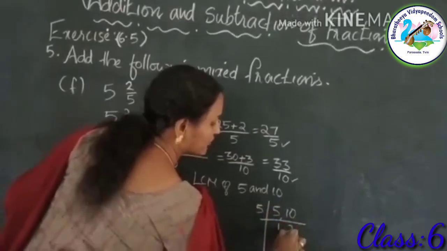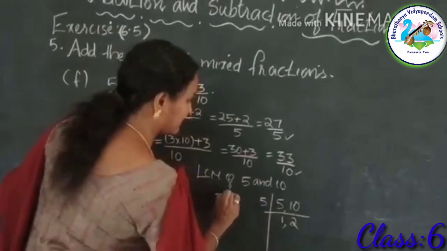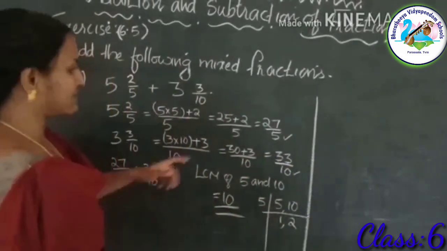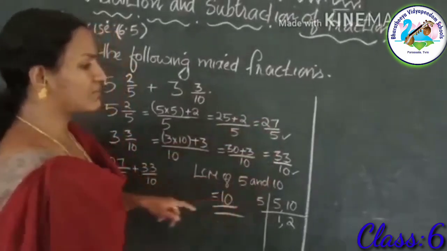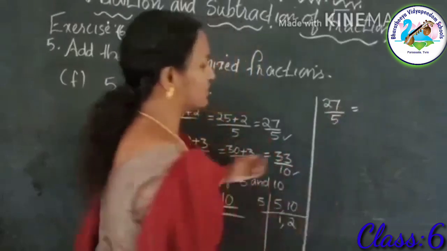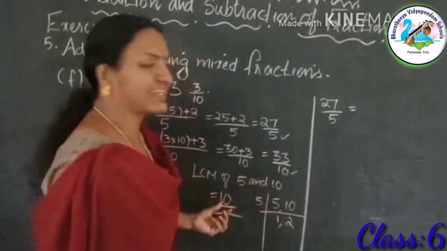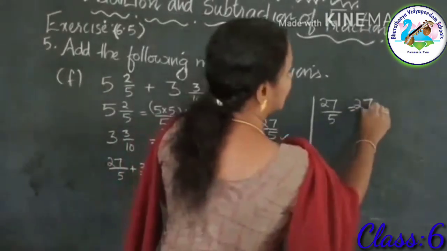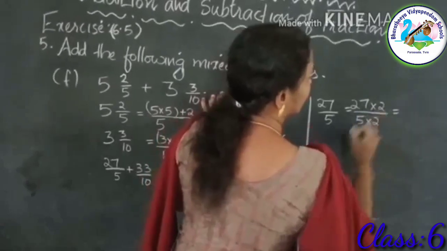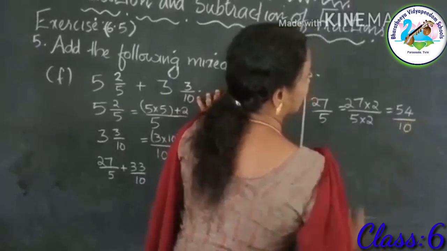5 1s are 5 and 2 5s are 10. So the LCM is 5 into 1 into 2. The LCM is 10. Next, convert these improper fractions into like fractions. 27 by 5 is equal to, here the denominator is 5. So multiply 5 with 2, we get 10. So 27 into 2 divided by 5 into 2 is equal to 54 by 10.